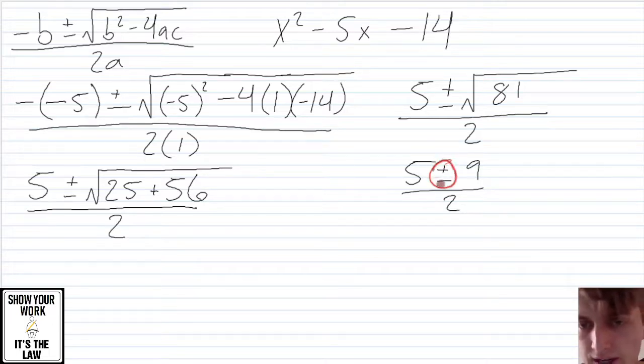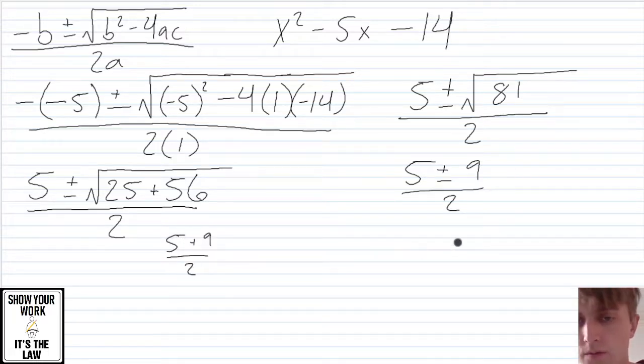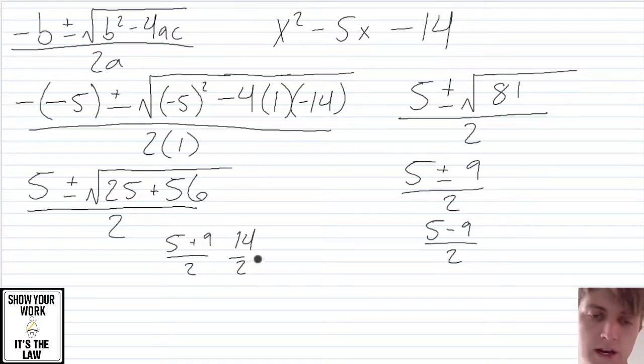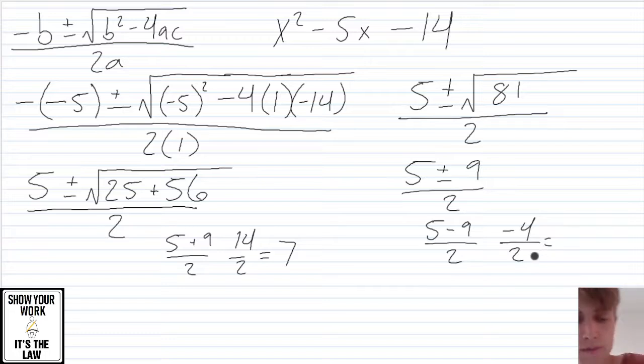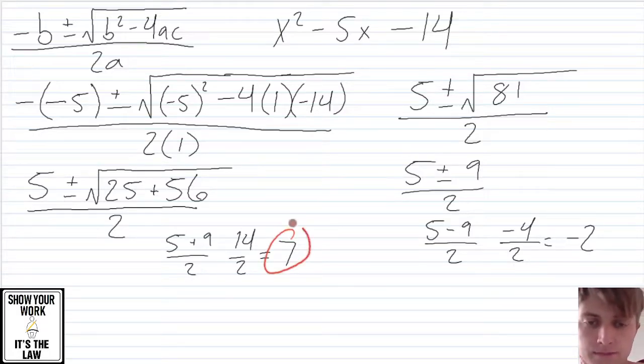This plus minus means we're going to do two different things. We're going to do one where we're adding, so 5 plus 9 divided by 2, and then one where we're subtracting, 5 minus 9 divided by 2. Okay, 5 plus 9 is 14 over 2. 14 divided by 2 is 7, and then over here 5 minus 9 is -4. -4 divided by 2 is -2. All right, so we've got 7 and -2.